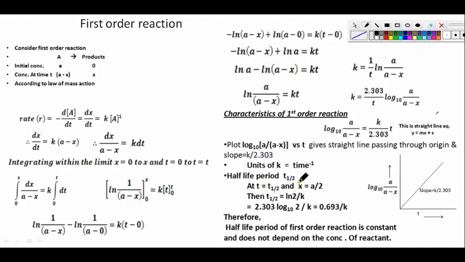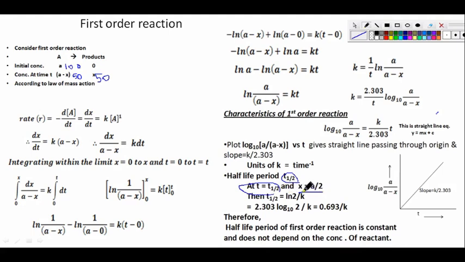Half-life period. Half-life means the time required to decrease the concentration of reactant to half of its initial value. For example, initially 100% A is there, after t half we get 50% A left behind, meaning 50% A reacted and product formed is 50%. Suppose the initial concentration of A is 1 molar, then after t half we get half molar or 0.5 molar. Now, what is t half? We already discussed: at t half, x becomes a by 2.